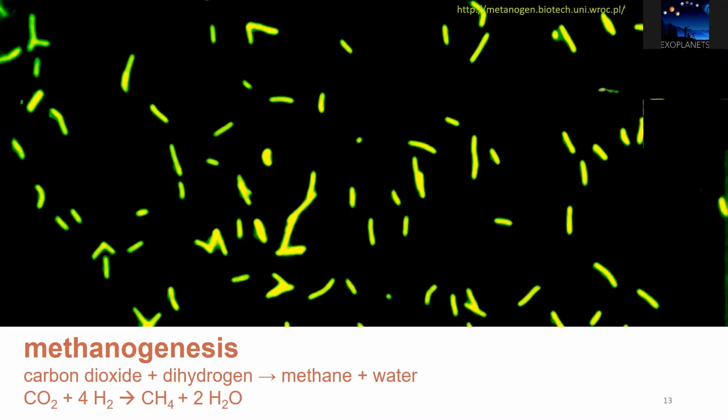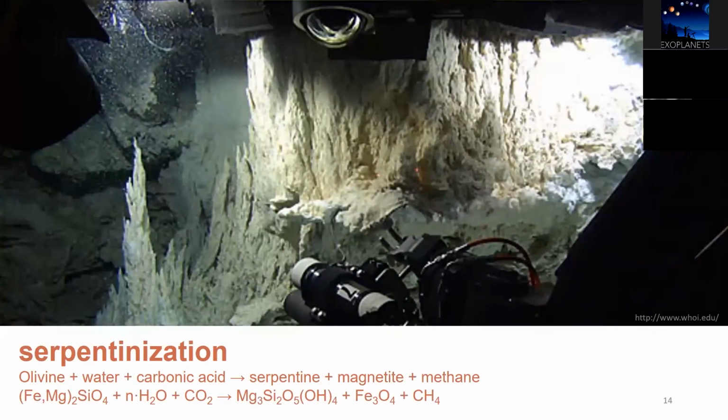Methanogenesis is a very simple kind of metabolism, thought to have evolved very early, that takes CO2 and hydrogen and makes methane and water. Biological production of methane on Earth outweighs abiotic production at a ratio of about 60-to-1. You've heard the word serpentinization before at this conference. Serpentinization is the dominant abiotic source of methane on our planet.